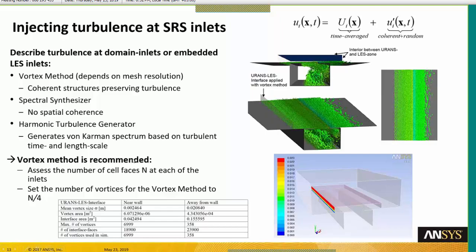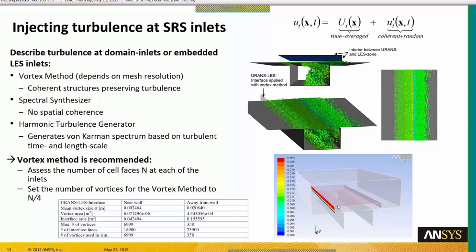The vortex method is even more recommended. It's usually very easy to use. You just evaluate the number of cell faces that you have at each of your inlets, and then you set a number of vortices for this vortex method to N divided by 4. There is a maximum of vortices you can create with this method, which is around 1,000.